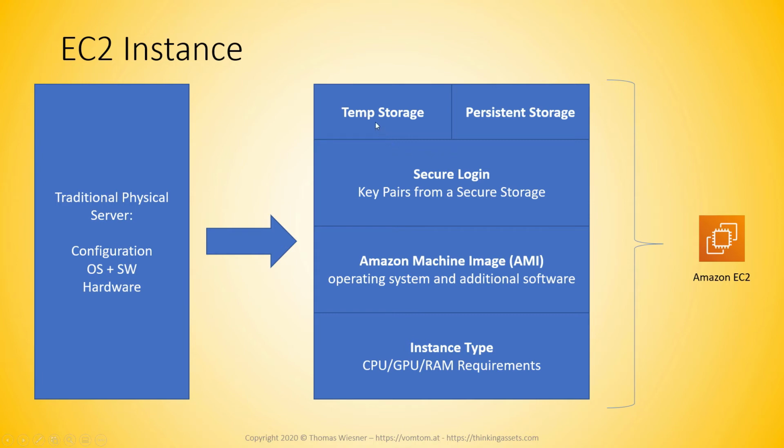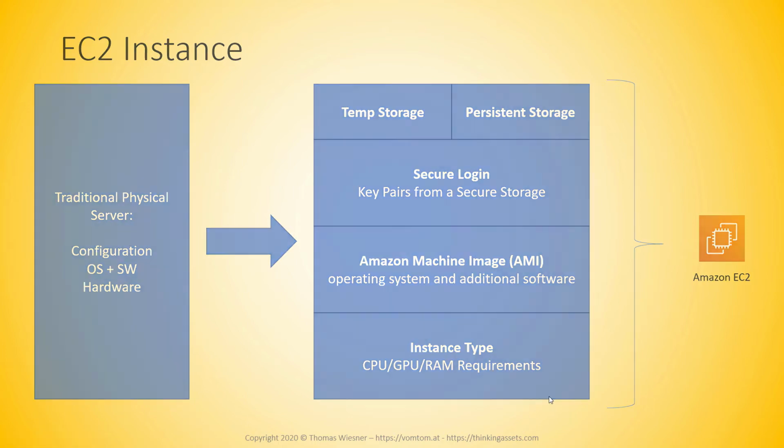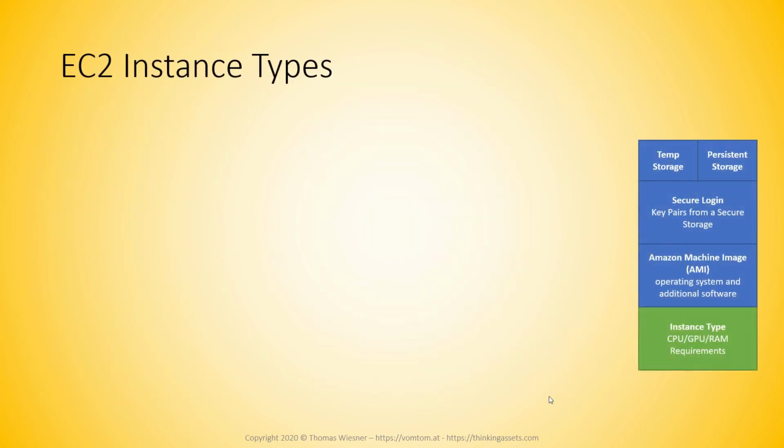And then on top, you have temporary storage and persistent storage. And that is an EC2 instance. Now, let's talk about those things in a little bit more detail. First of all, I want to talk about the instance types.